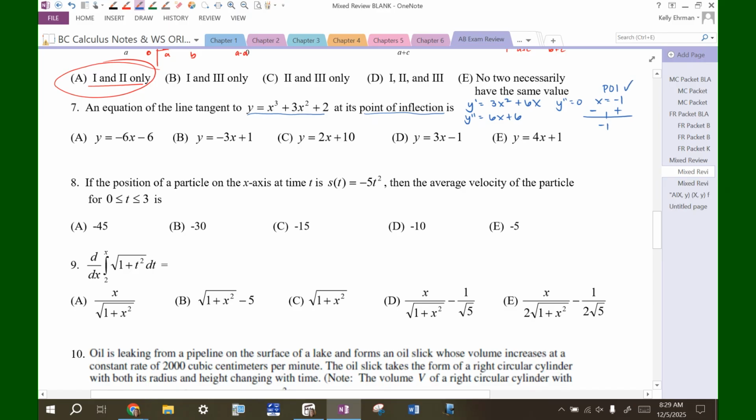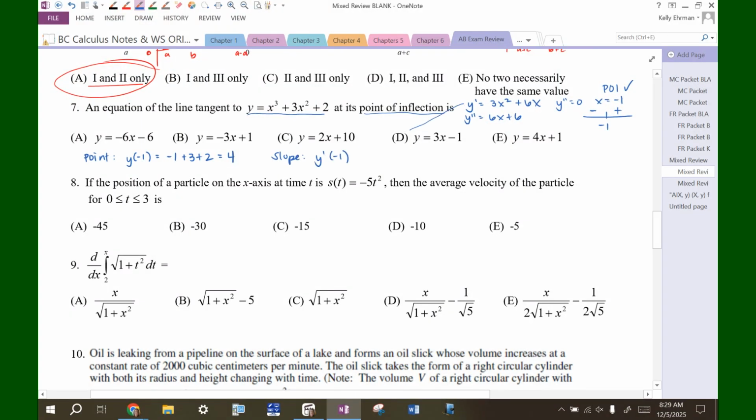Now, the question is not what's the point of inflection, it's what's the equation of the tangent line at this point. So y of -1 for my point is -1 plus 3 plus 2. 2 plus 2 is 4.